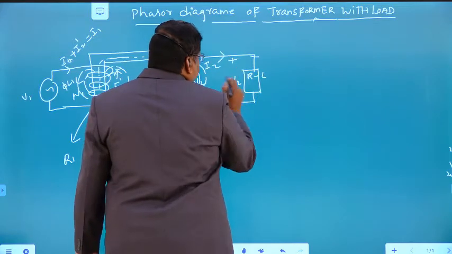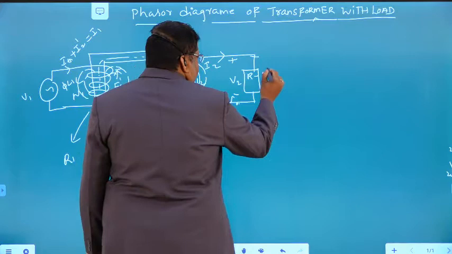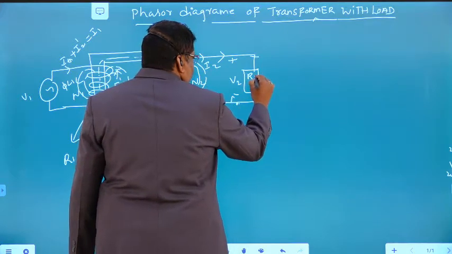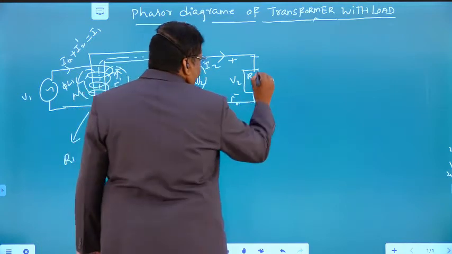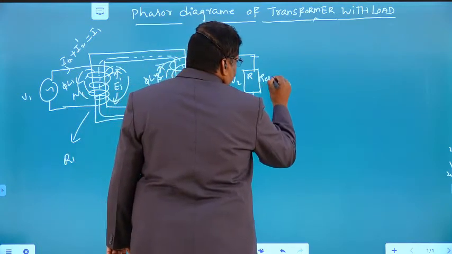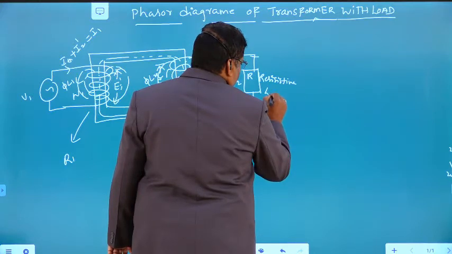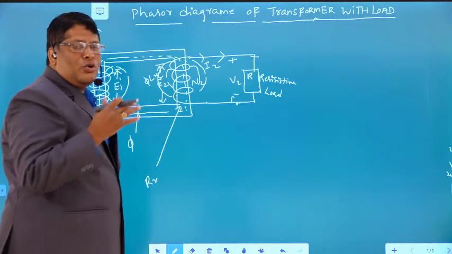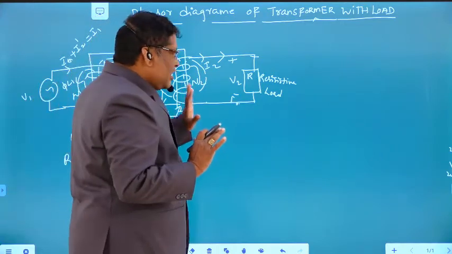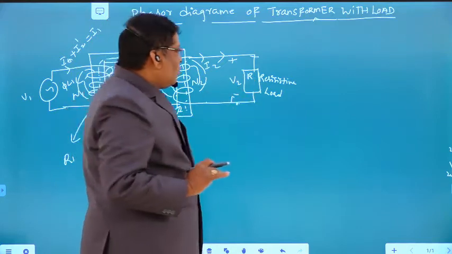See here, the type of load we connected here is the resistive load. We are following the same sequence. There is no change in the sequence. The sequence is the same. Here we connected the resistive load.